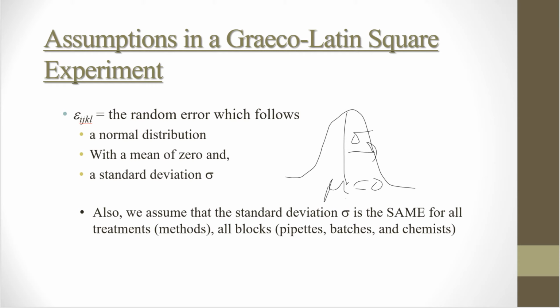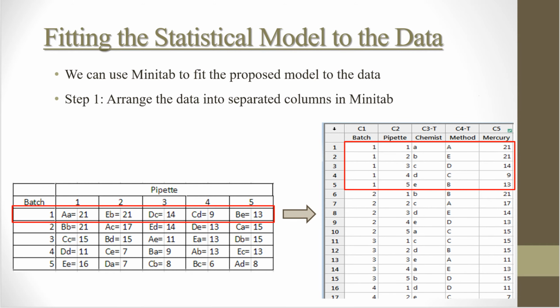Also, like the Latin square design, we assume that the standard deviation sigma is the same among all treatments, methods in this case, and all blocks, which are pipettes, batches, and chemists in this case. So fitting the statistical model to the data is very easy with our best friend Minitab here.